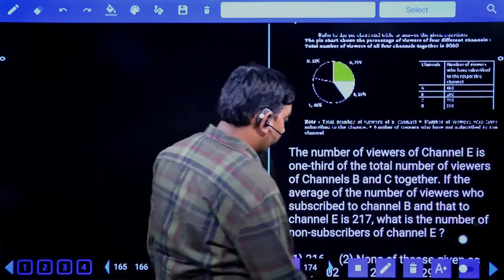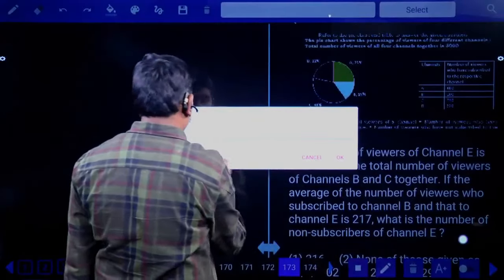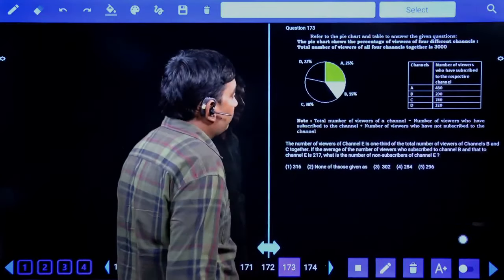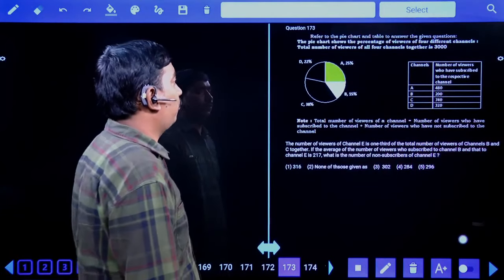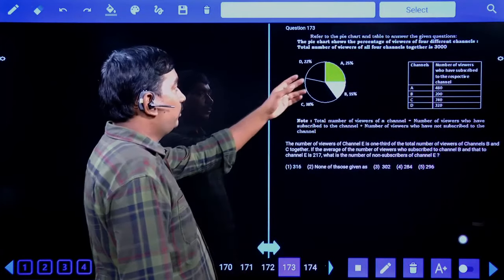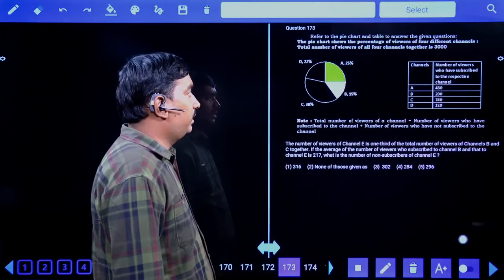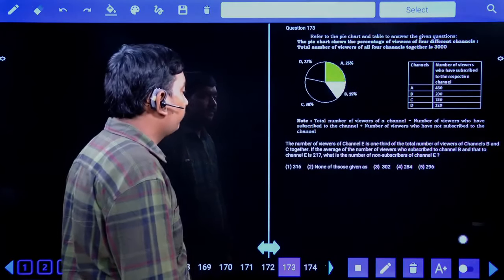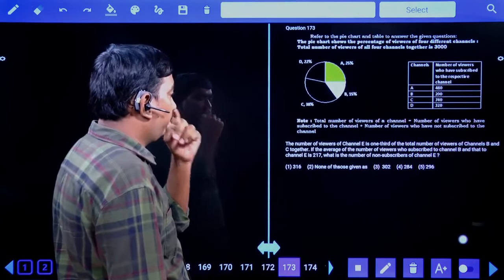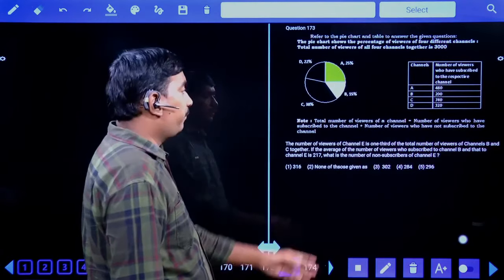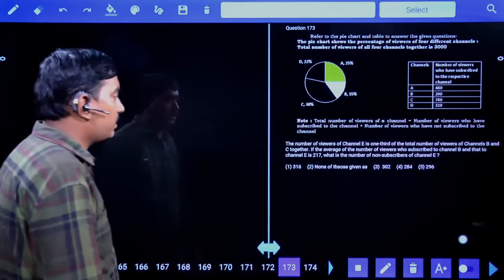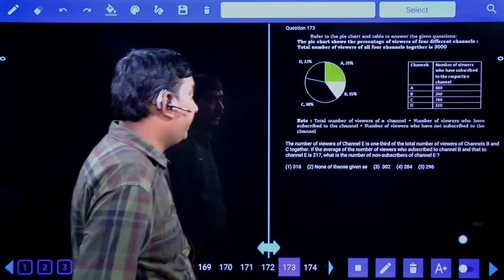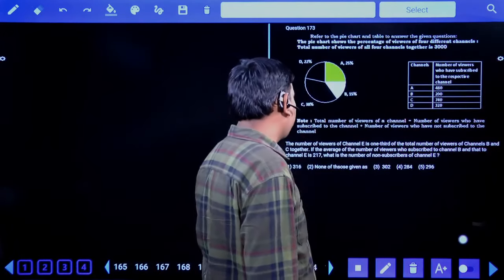This diagram is also not visible properly. Yes, the pie chart shows the percentage of viewers of 4 different channels. Total number of viewers of all 4 channels together is 3000. Total number of viewers of a channel is equal to the number of viewers who have subscribed plus the number of viewers who have not subscribed. Okay, A, B, C, D.